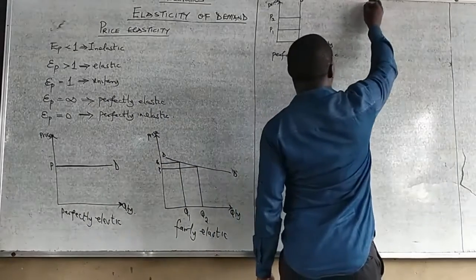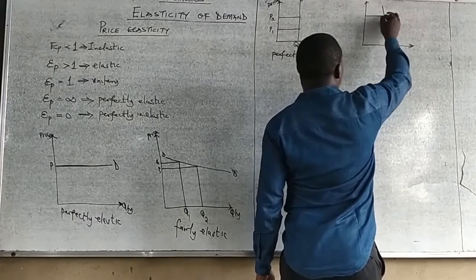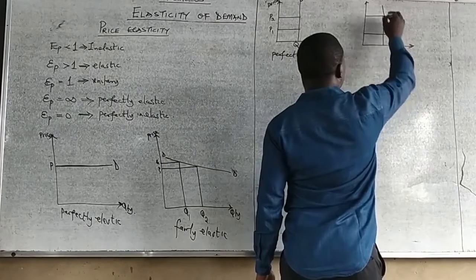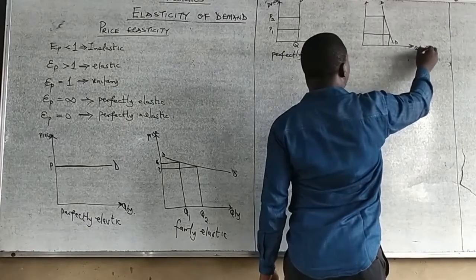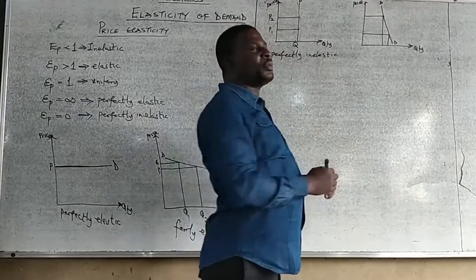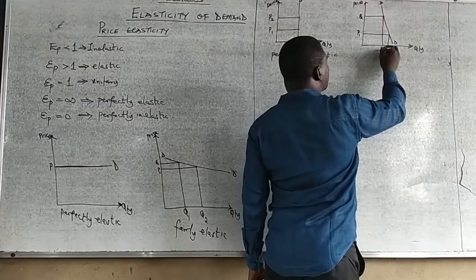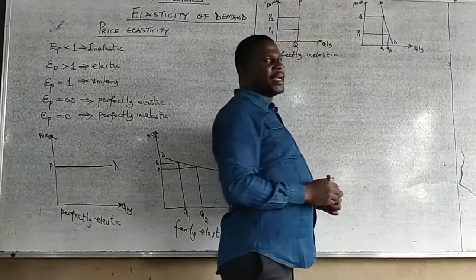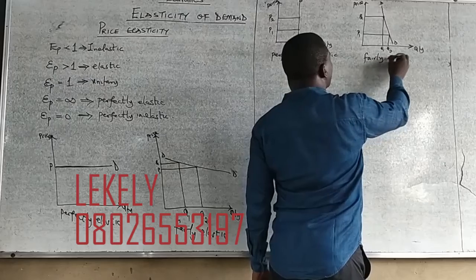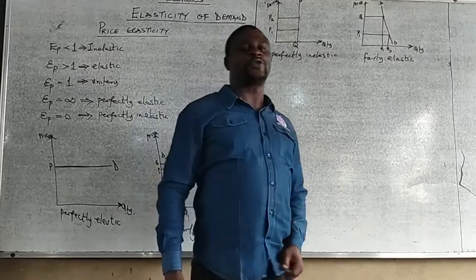Then another one you have is fairly inelastic. What that is saying is that demand for a product is said to be fairly inelastic when a wide change in price brings about a small change in quantity demanded. The product that behaves like this very well in Nigeria is petrol.